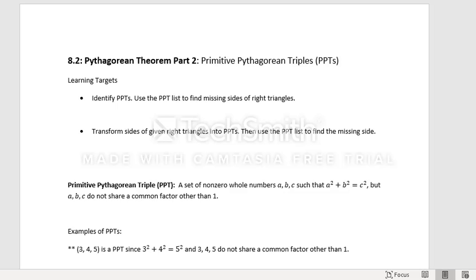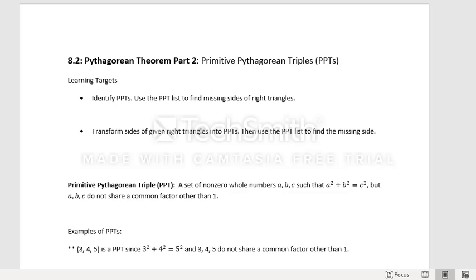Today's lesson is part 2 of the Pythagorean theorem. We are going to look more in depth at PPTs, which are primitive Pythagorean triples. From the last lesson, Pythagorean triples were a squared plus b squared equals c squared, where a, b, and c were all whole numbers. Today we're going to look at identifying PPTs, using a PPT list to find missing sides of right triangles, and then our final step is to transform sides of given right triangles into PPTs.